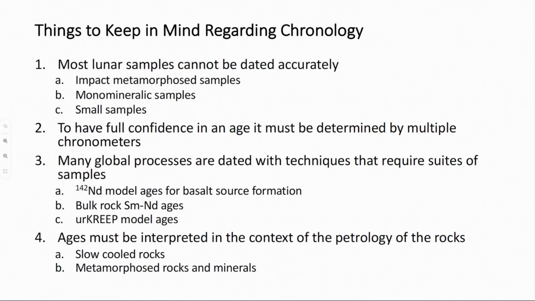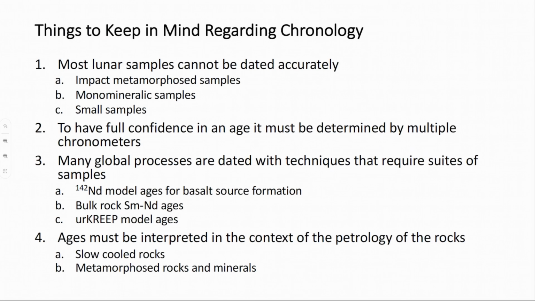Okay, so some things to keep in mind for chronology. Most chronology doesn't work on lunar samples. They're extremely difficult to date, and I've listed a variety of reasons here. To understand the age of a sample, it must be dated by multiple chronometers. One chronometer doesn't define an age because these samples are basically bimineralic. They're all mixing lines. And so the question is, does the mixing line have chronologic significance? And that requires multiple chronometers.